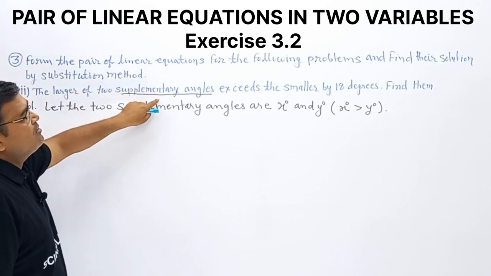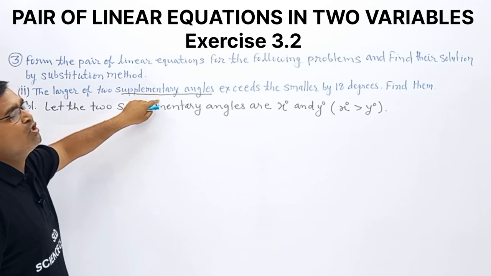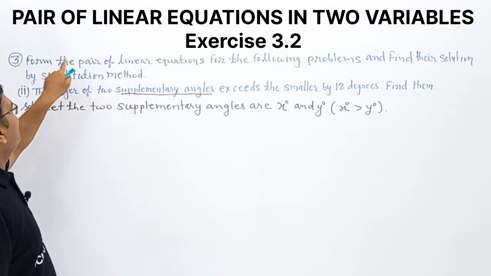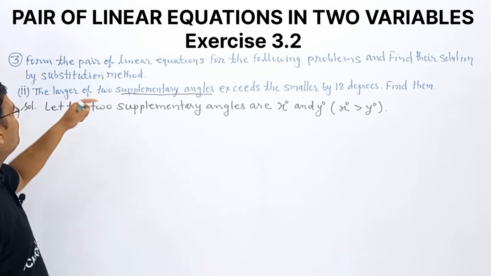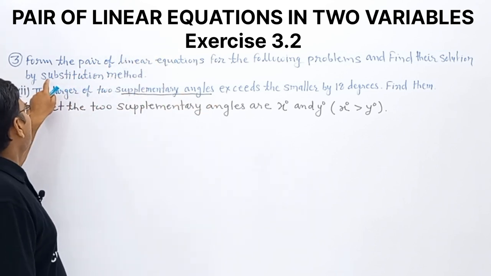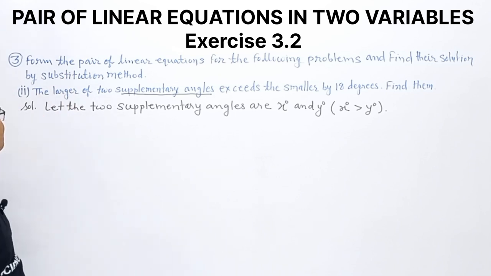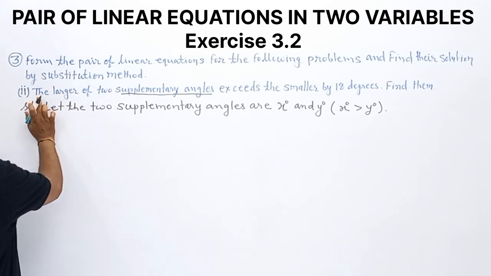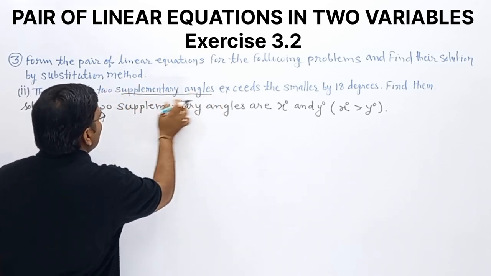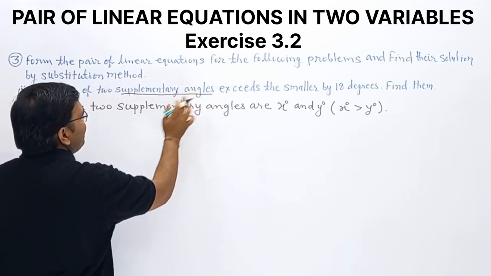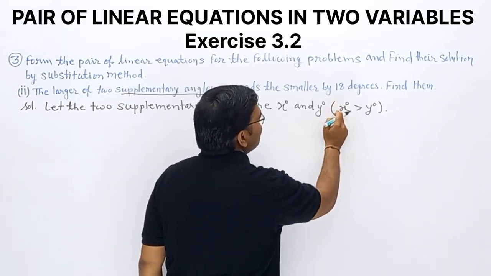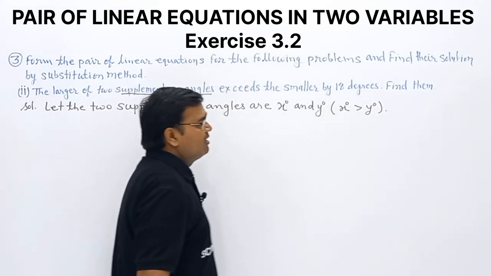We are having some situations. By using these conditions, how we will form the pair of linear equations. Once we obtain the pair of linear equations, then we will solve these equations by substitution method. This is another task. So question is what? The larger of two supplementary angles. So I am assuming let two supplementary angles are x degree and y degree. In both angles, x degree is greater than y degree.